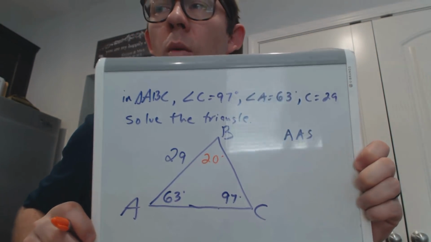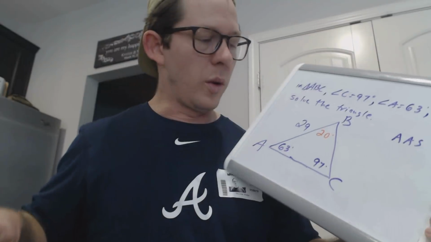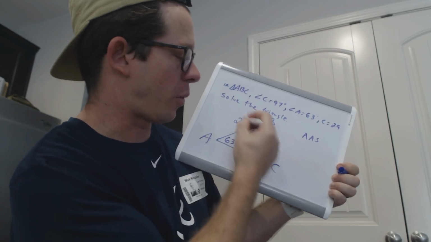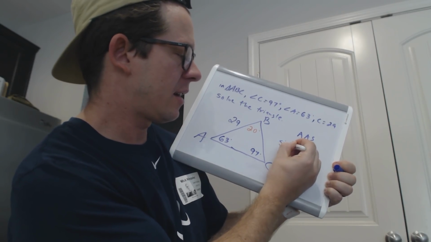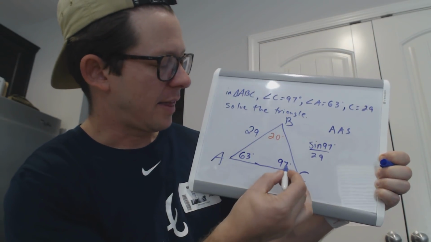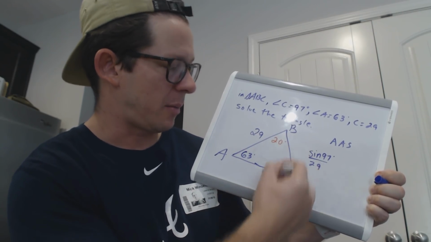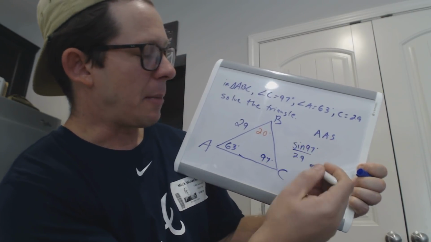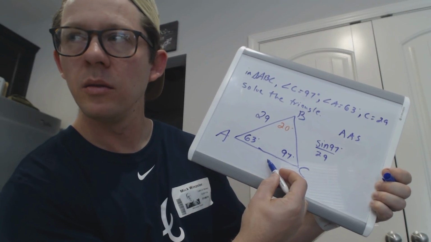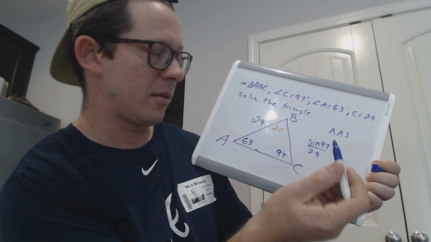It doesn't matter which one you solve for first, but here's the proportion we have to set up. The first proportion is the sine of 97 over 29. That's angle C and side C. Remember, the law of sines says sine of C over C equals sine of A over A equals sine of B over B. You pick which side you want to solve for. If you want to solve for side B, go for it. If you want to solve for A, go for it. It's up to you.